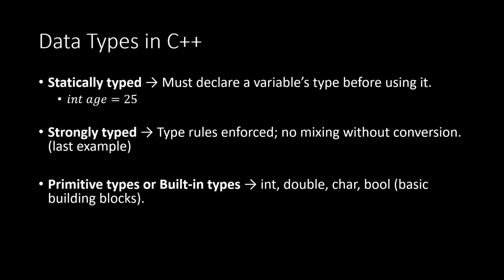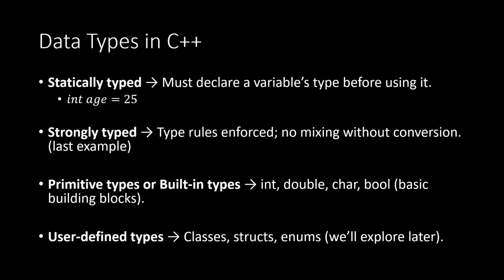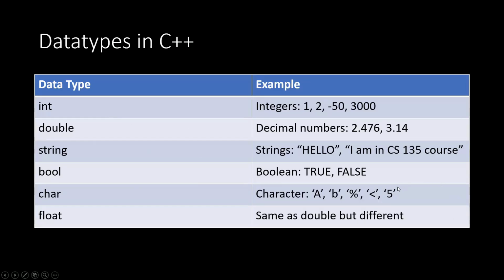The primitive types or built-in types that you have in C++ are integer, double, char, bool. We will talk more about these primitive data types when we use them in our examples. There are also some user-defined types, called classes, structs, enums. We will not explore all of them in this course, but we will definitely use structs. In the next course after this one, you will learn more about object-oriented programming, and there you will create classes.